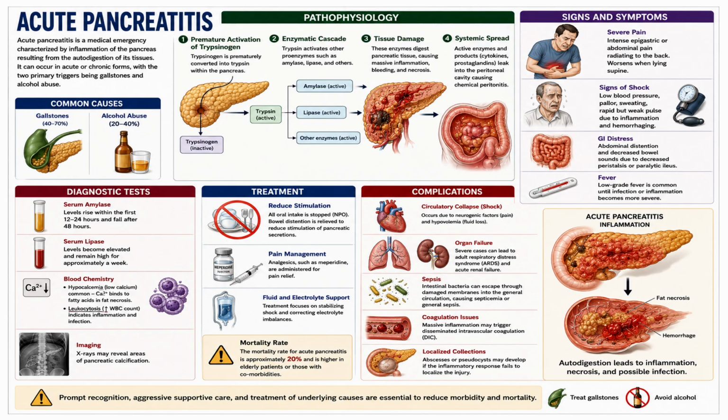Treatment is primarily supportive and focuses on reducing pancreatic stimulation by stopping the oral intake. Basically, patients are NPO, they're not allowed to eat anything. Managing intense pain with analgesics like meperidine and providing fluid and electrolyte support to stabilize the shock. If the inflammatory response is not contained, active enzymes can leak into the peritoneal cavity. This can cause chemical peritonitis. Basically, the peritoneum gets torn, right? This can lead to severe complications, including sepsis, adult respiratory distress syndrome, ARDS, and acute renal failure, contributing to a mortality rate of approximately 20%.